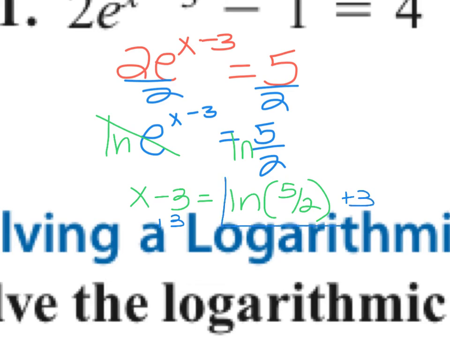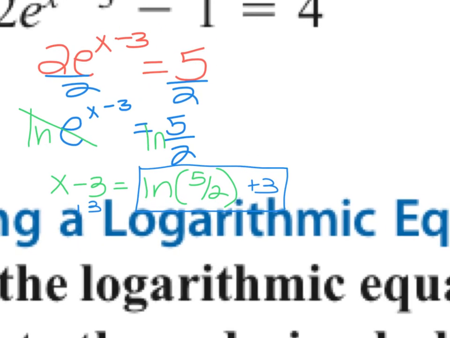So without a calculator, it would stay like this. And then with a calculator, I would do ln of 5 divided by 2 and add 3 to it, which is 3.916.